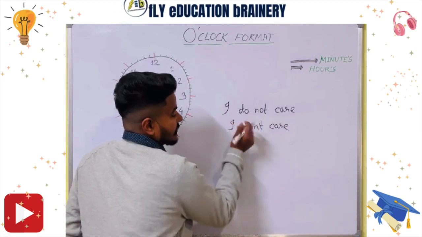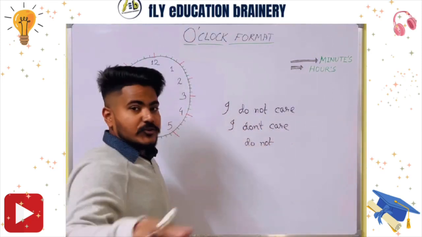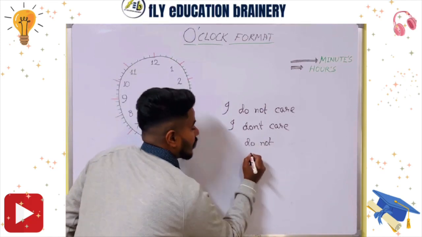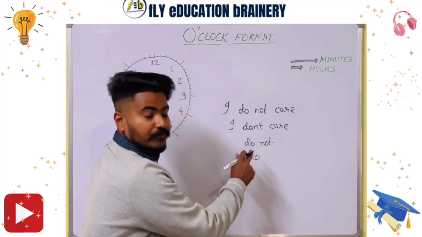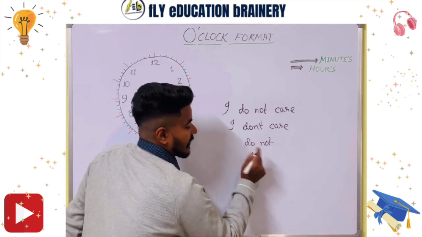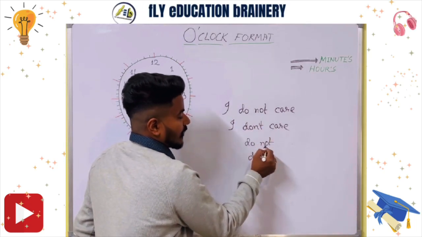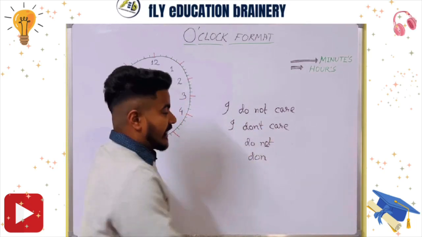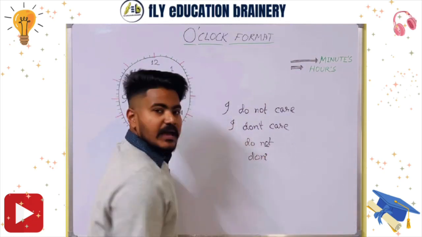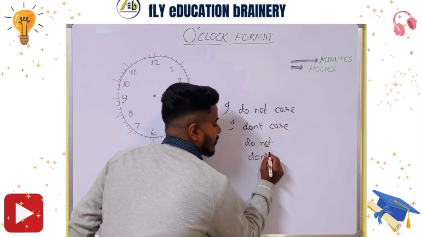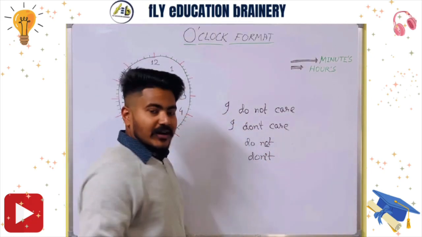So what do we see here? Whenever we put any two words together like this, see, D-O, bring the N here. Now in the word don't, we have deleted this O, and in place of this O, we have put an apostrophe. And after that we have written don't. So do not and don't are the same.